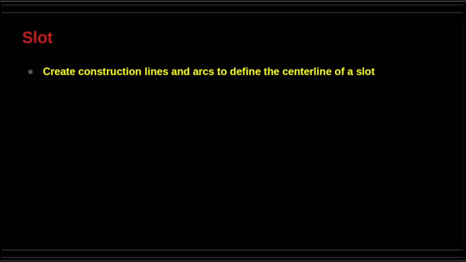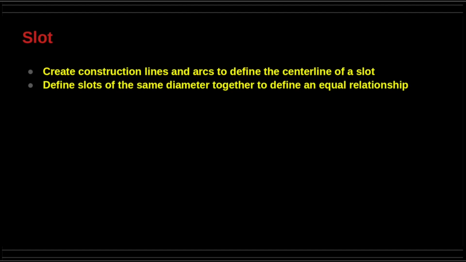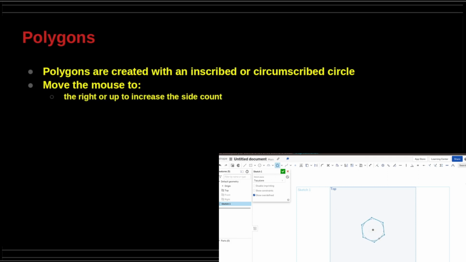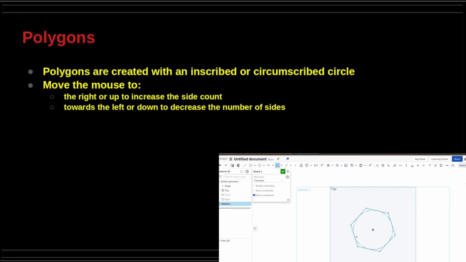You can use slot to create construction lines and arcs to define the center line of a slot. You define the slots of the same diameter together to define an equal relationship. Polygons are created with an inscribed or circumscribed circle. Move the mouse to the right or up to increase the side count, or move the mouse towards the left or down to decrease the number of sides.